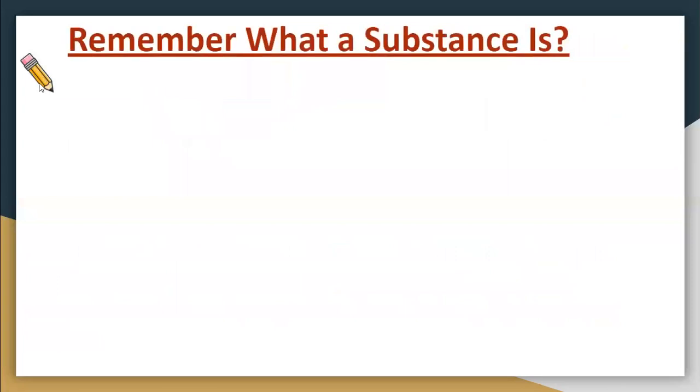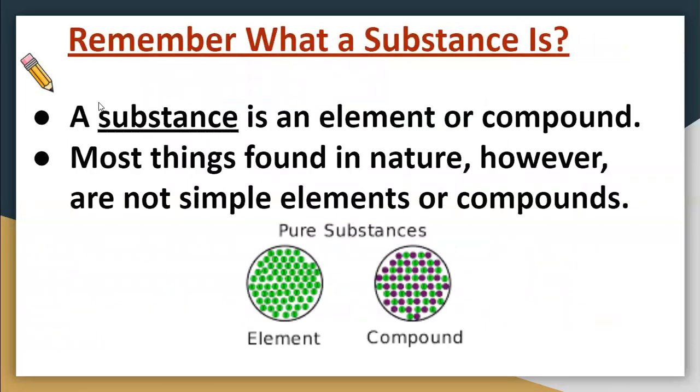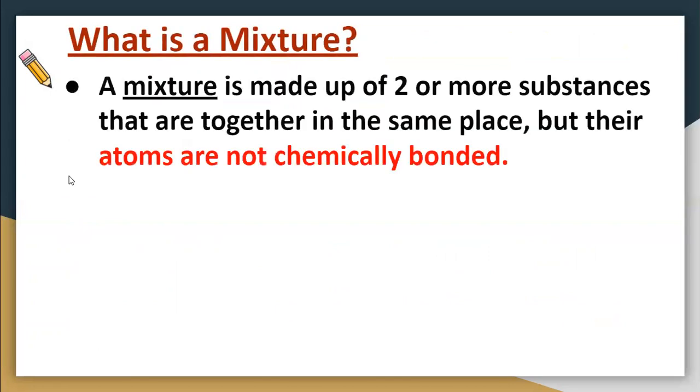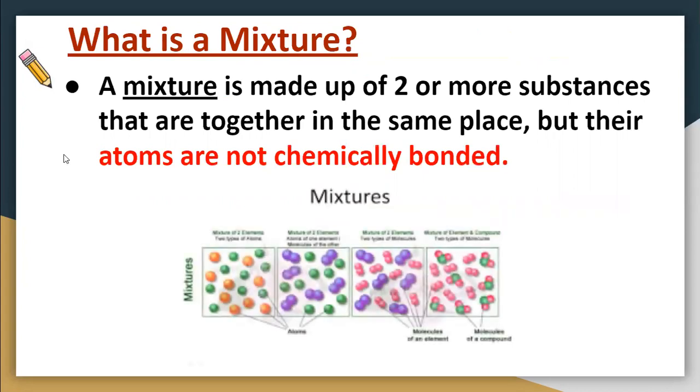Remember what a substance is? A substance is an element or compound. Most things found in nature, however, are not simple elements or compounds. So what does that mean? So we have something called a mixture. A mixture is made up of 2 or more substances that are together in the same place, but their atoms are not chemically bonded. So here's some pictures of mixtures. Talk about them a little bit more now.